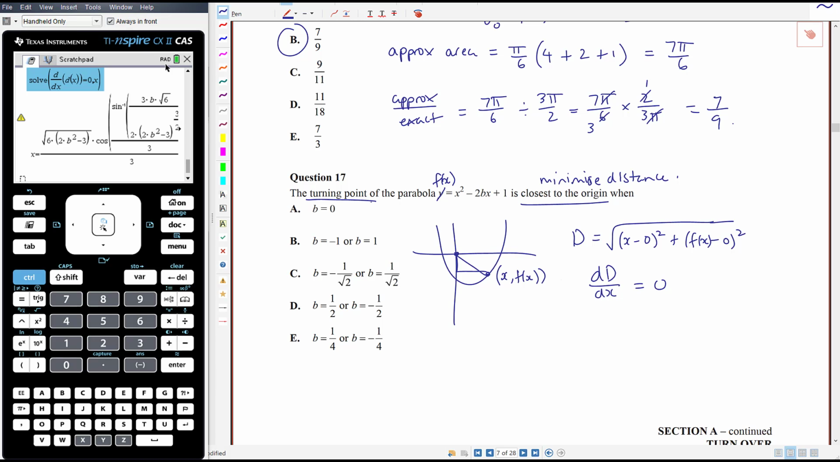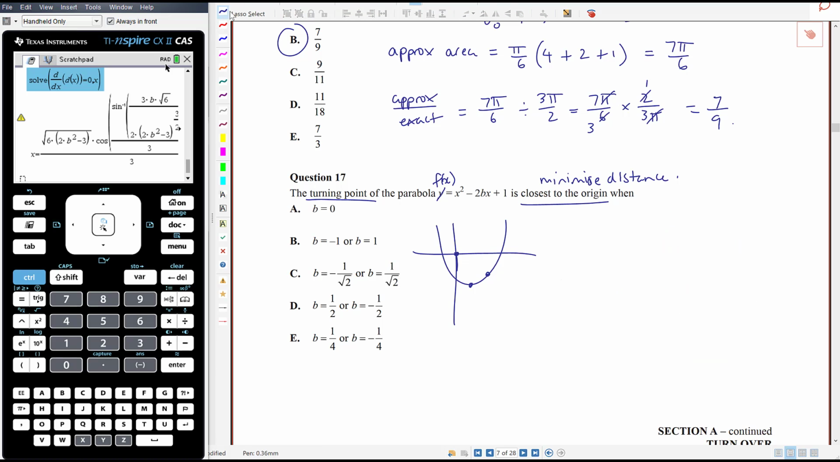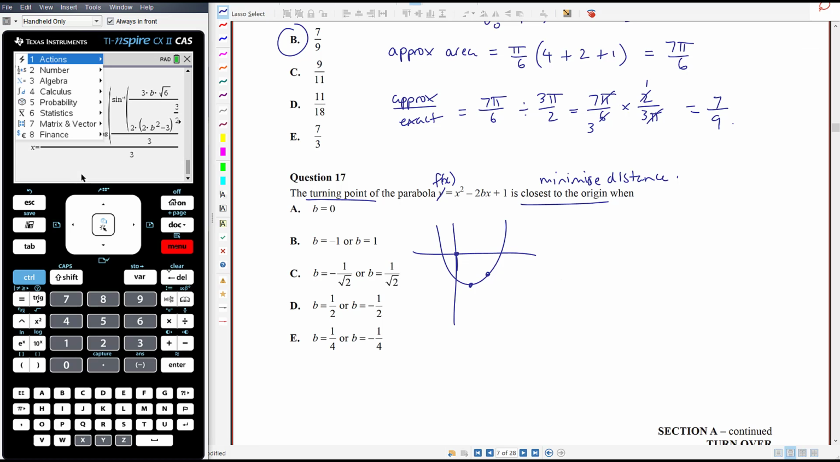The turning point of the parabola. So it's not just a general point, it's the turning point. So we first of all need to focus on getting the coordinates of the turning point. The best way to do that is to complete the square. So menu 3.5 to complete the square.